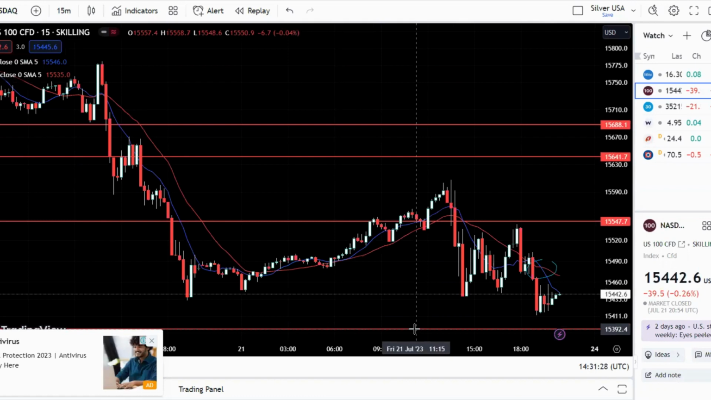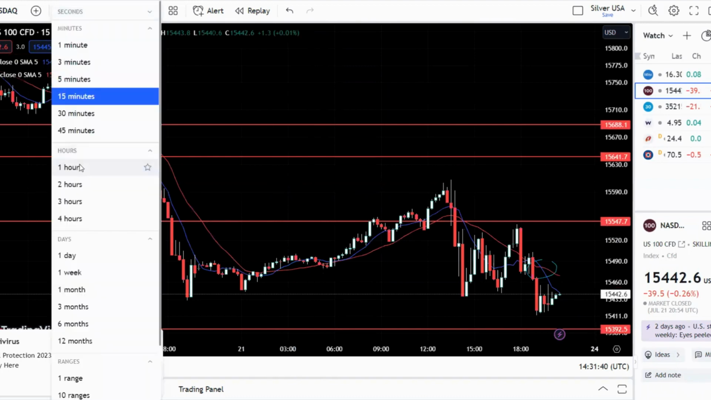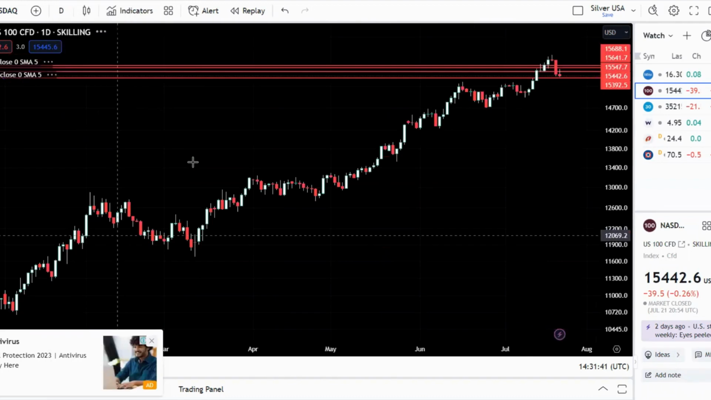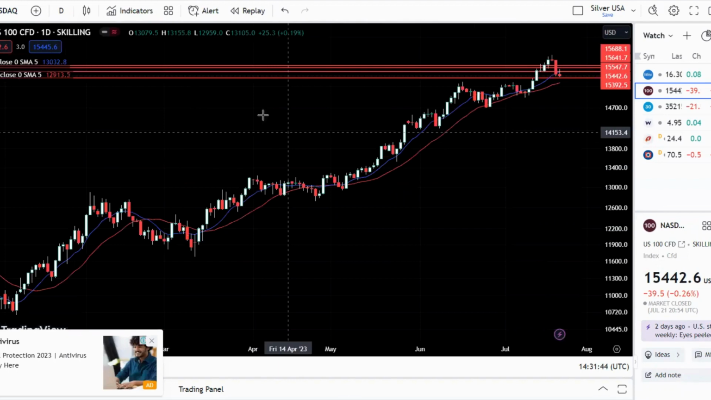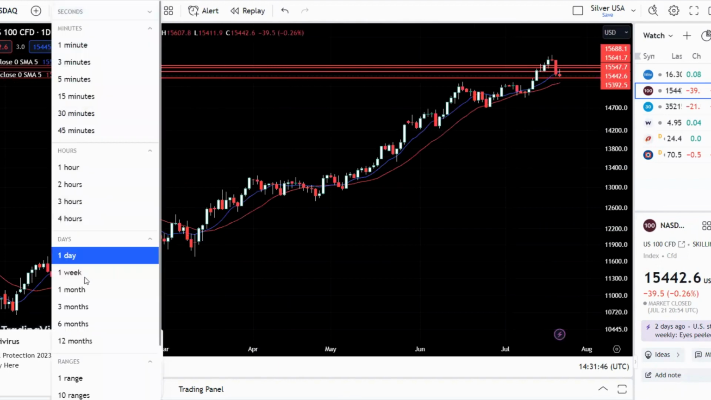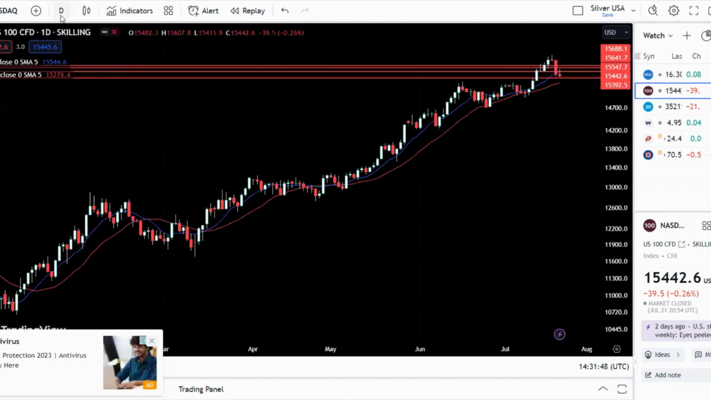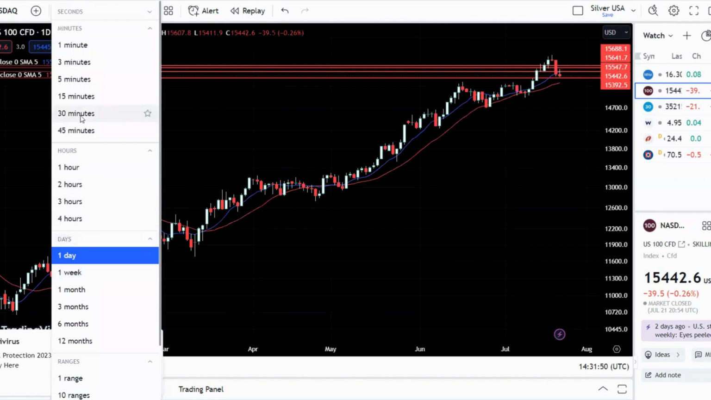This is the 15 minutes chart I'm updating. Resistance would be close to around 15,550. 15,550 would be the resistance. Long-term view is bullish, and the short-term view for traders' perspective, I have updated the support and resistance both.